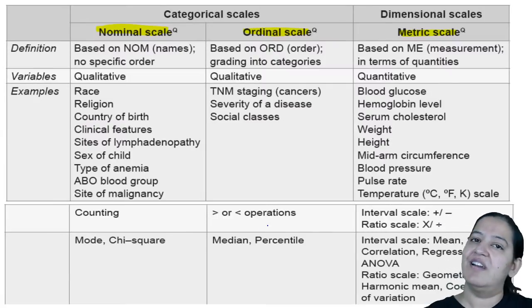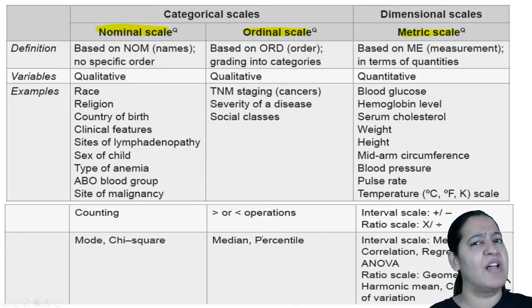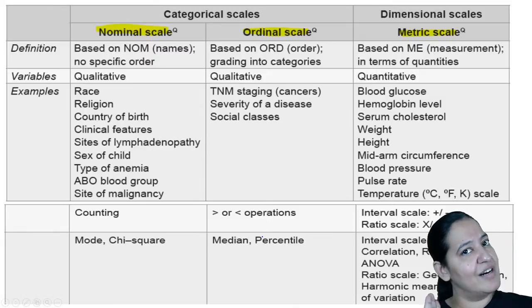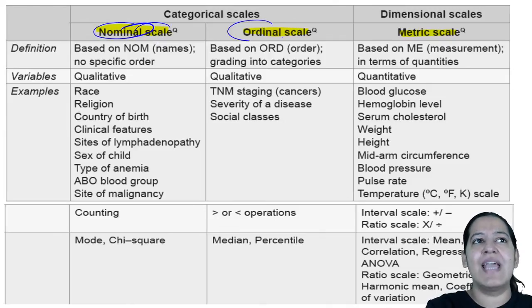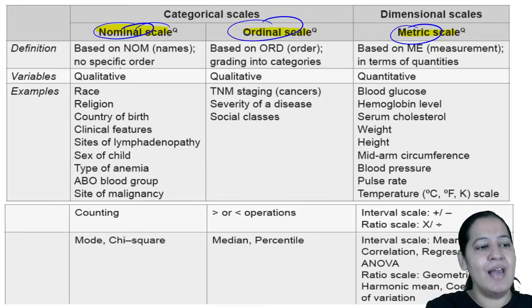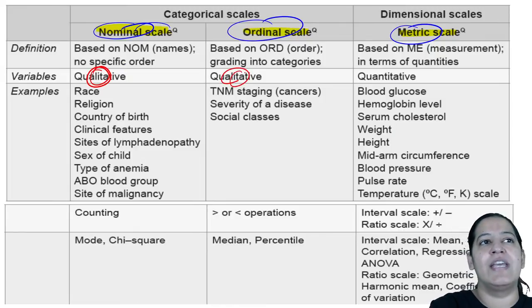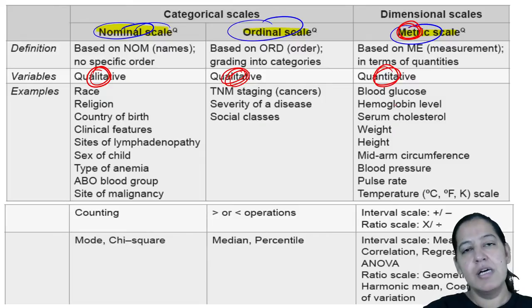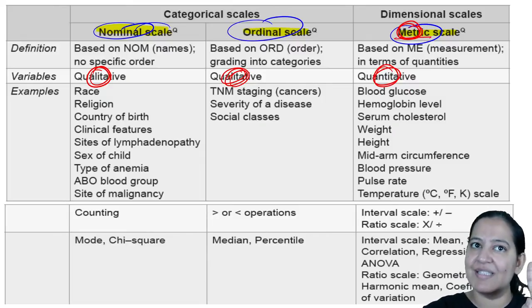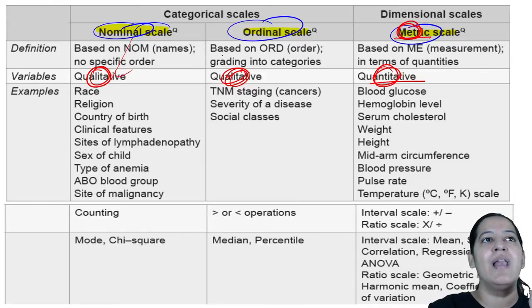Based on the data, we have studied the scales. That is a brush up of the last concepts. We have studied 3 types of scales: nominal scale, ordinal scale, and metric scale. Nominal and ordinal scales are for qualitative data, where only names are there. But metric is for measurement, so that is for quantitative data. For quantitative data, we have only 1 scale, the metric scale. But for qualitative data, we have 2 scales, nominal and ordinal.